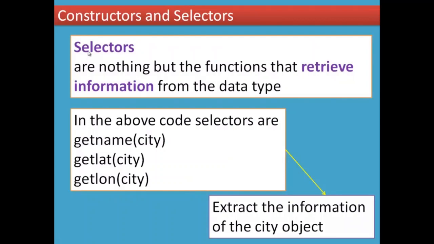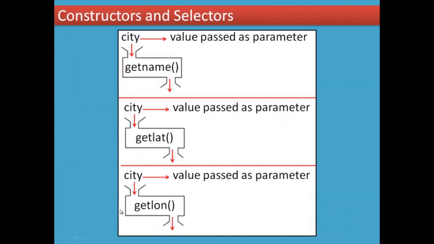Here we have selectors. Selectors are nothing but functions that retrieve information from the data type. In the above code, we have seen get name, get latitude, get longitude. These are the selectors which are used for retrieving the information from the object city. So in order to retrieve the name, latitude and longitude of the city, we have selector functions. These functions extract the information from the city object.